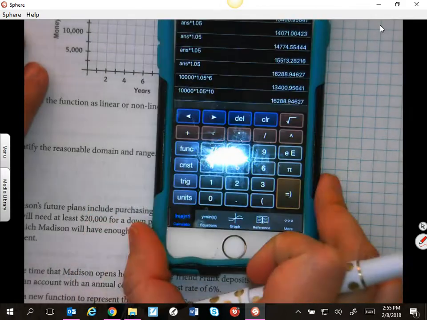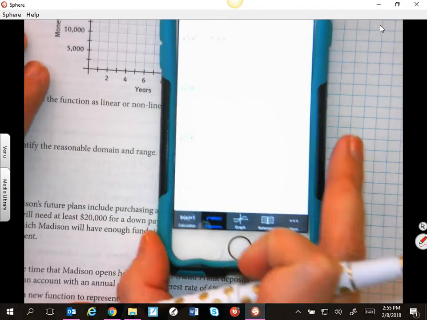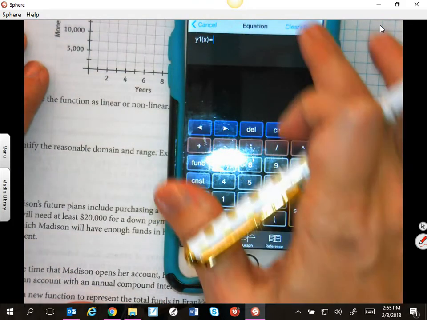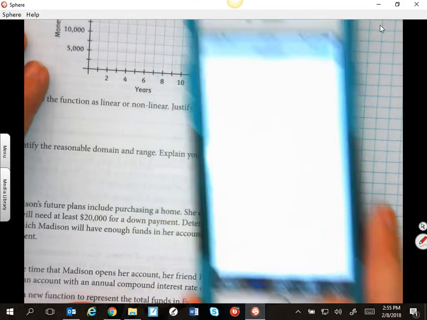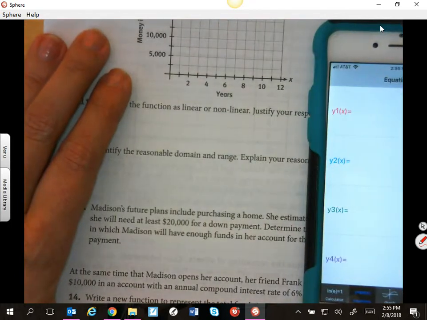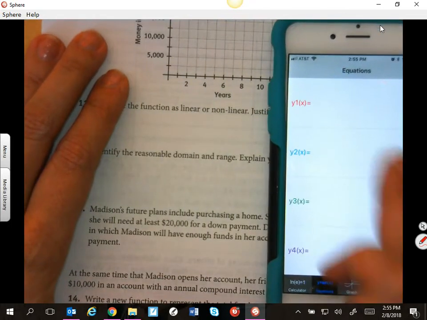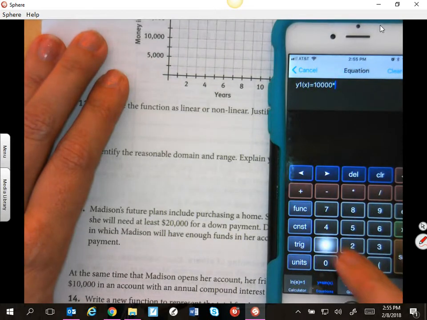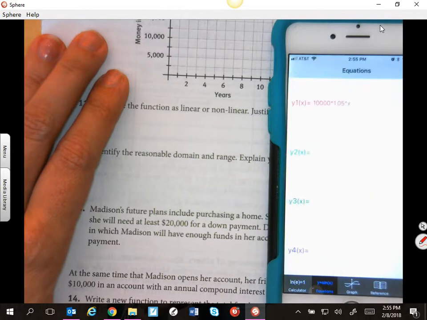or you can go to your calculator. We talked about this the other night. You can go to equations. If you still have an equation there, we're just going to clear it out and save. Move it over here so there's not such a glare. And we can easily say 10,000 times 1.05 to the x power. We're going to save it. We're going to graph it.